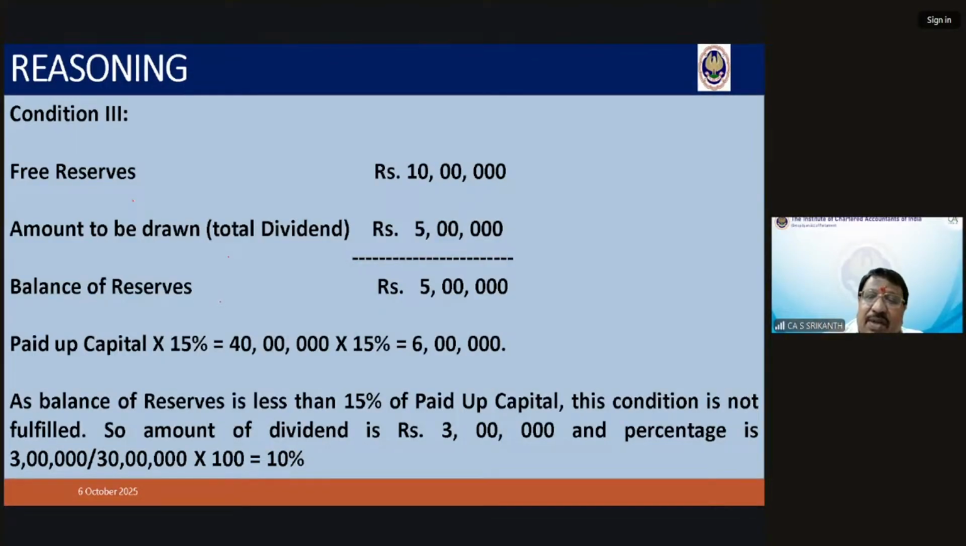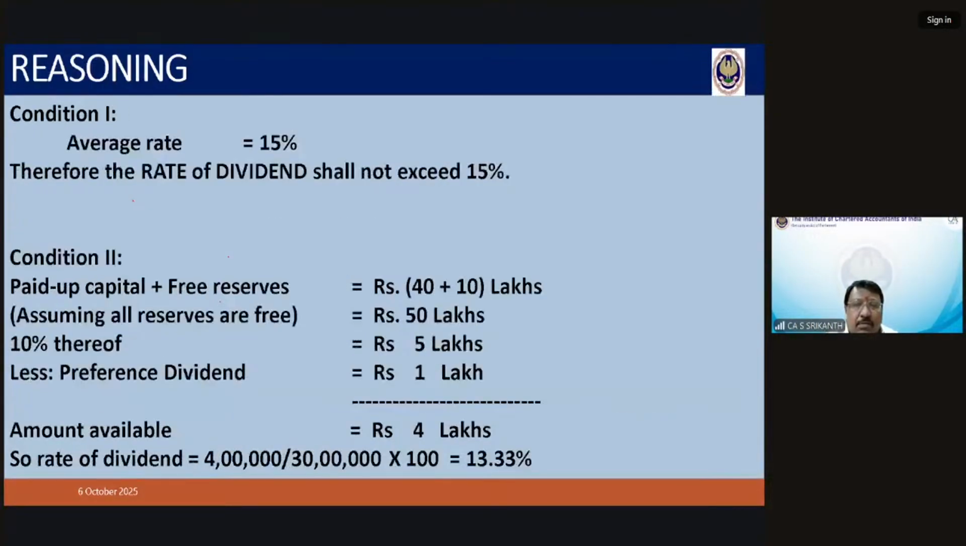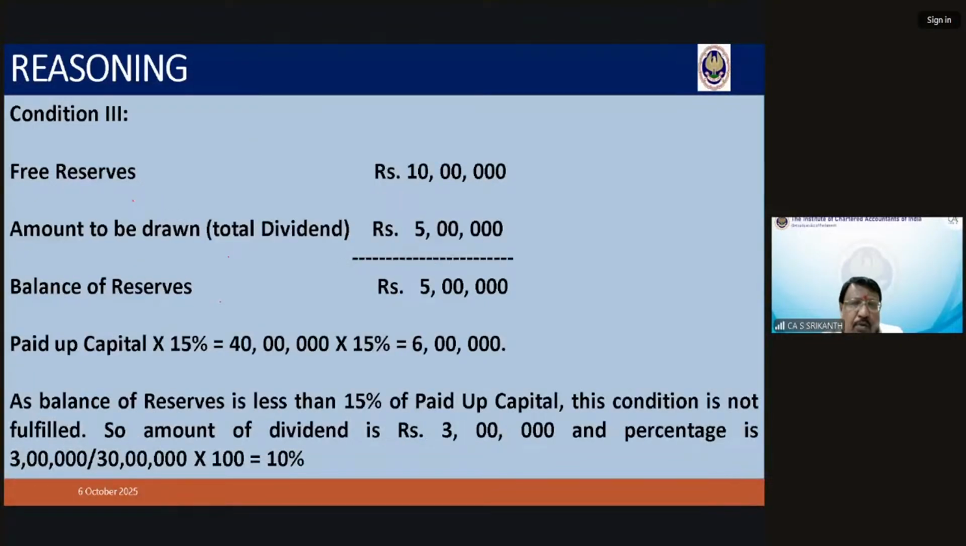So the amount of dividend is 3 lakhs and the percentage is 10%. You can't go beyond that. If you want to declare 13.33, you cannot. 3 lakhs you can. How did I get 3 lakhs? See, friends, if I declare 3 lakhs, then the amount to be drawn will become 4 lakhs, and the balance of reserves will become 6 lakhs. 15% of paid-up capital is 6 lakhs. So it will be equal. Therefore, I prefer 3 lakhs.